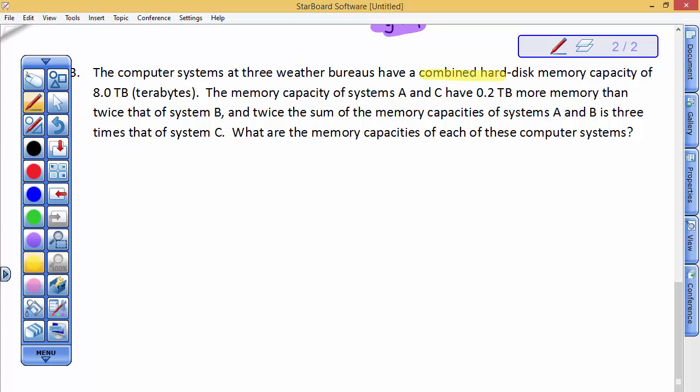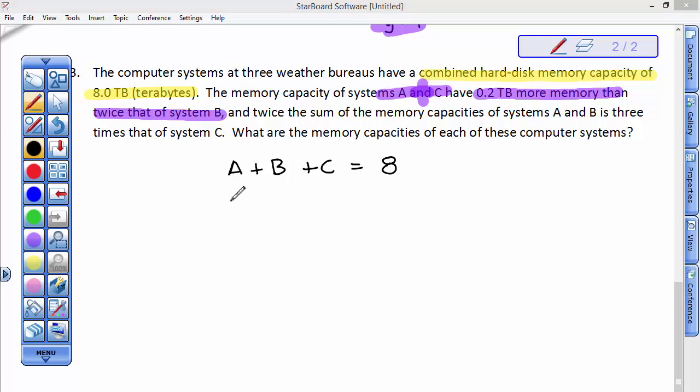So let's say the combined hard disk memory of 8 terabytes, that's going to be A plus B plus C is 8 terabytes. The next sentence, the memory capacity of A and C, that must mean let's add them together, have 0.2 terabytes more than twice B. So A and C have 2/10 more memory than twice B. We'll come back and clean that up in a minute.